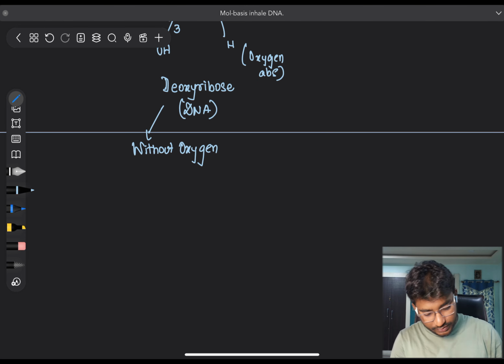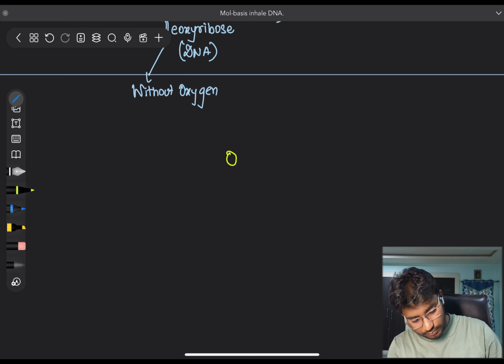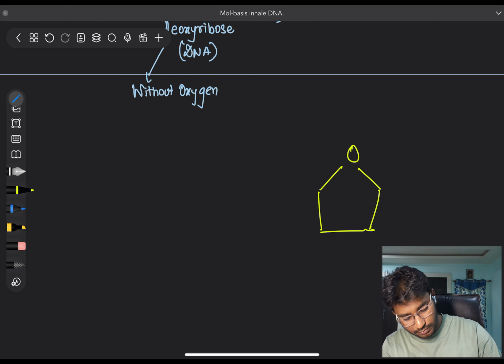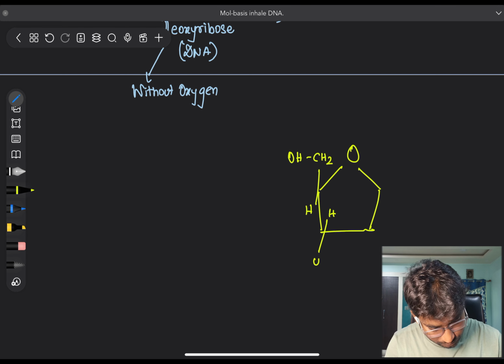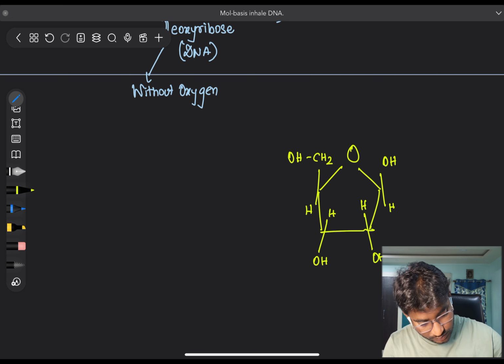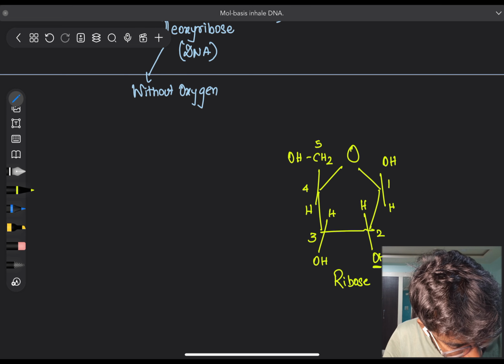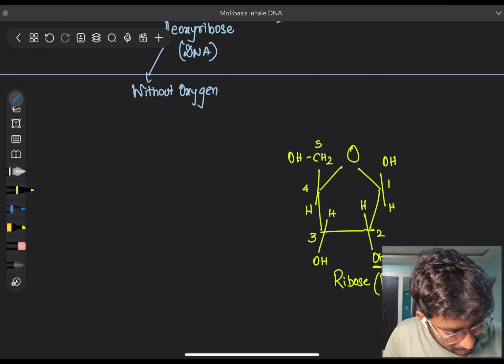Next, another sugar is ribose. One carbon, 2 carbon, 3 carbon, 4 carbon and the 5th carbon is here, and this is called ribose because here oxygen is present.